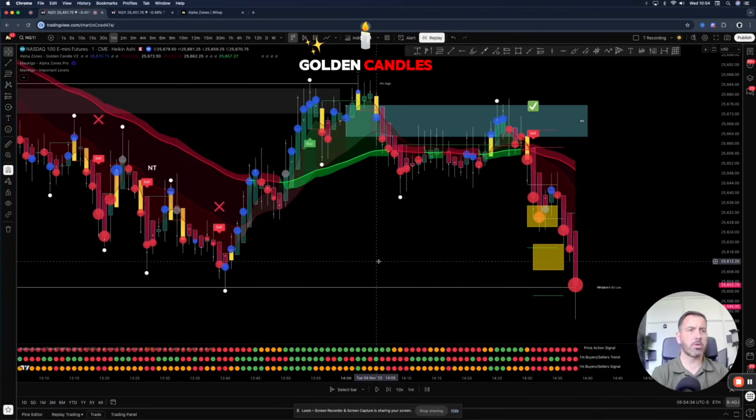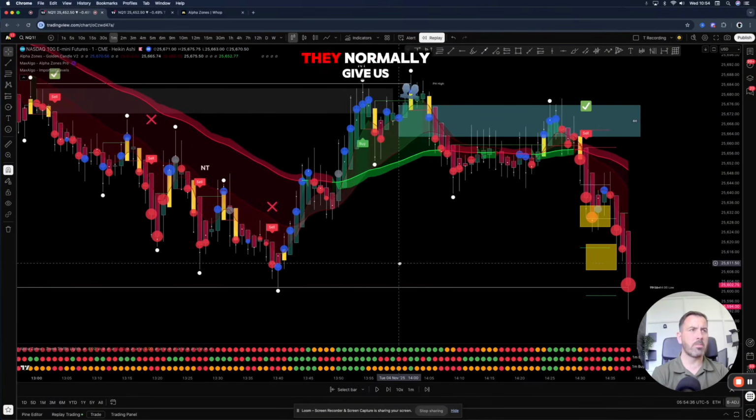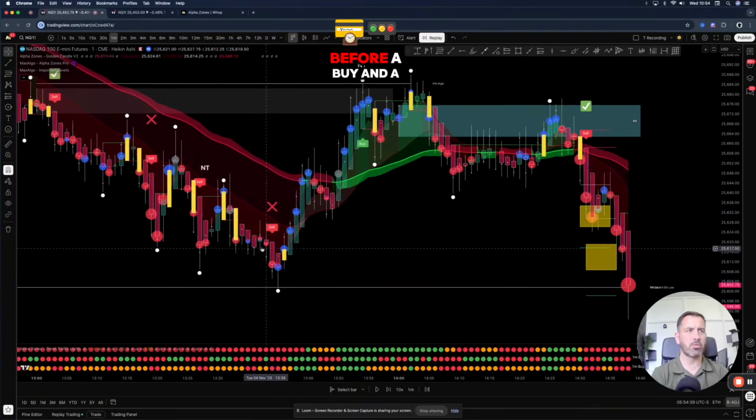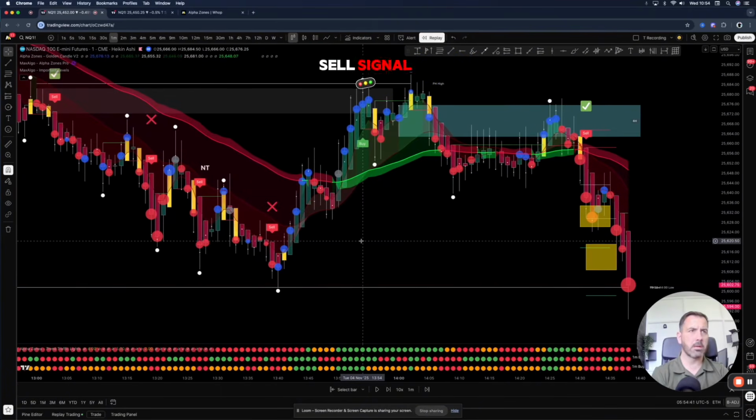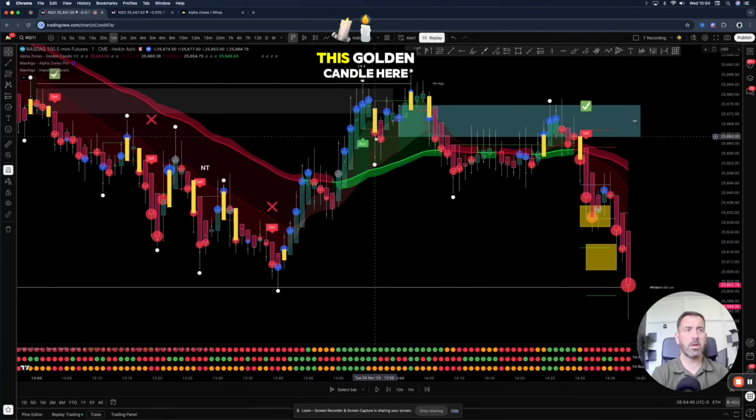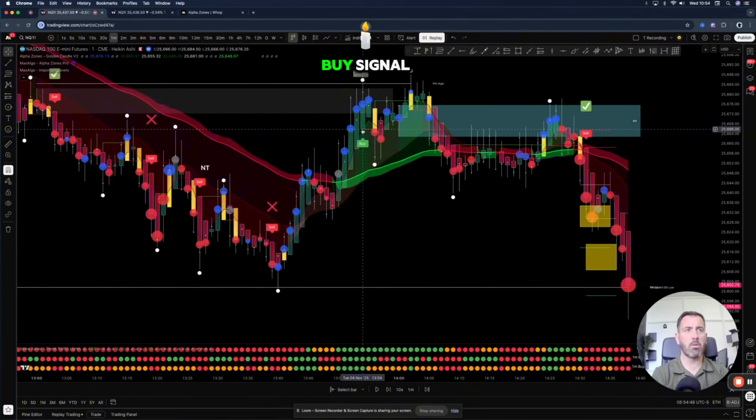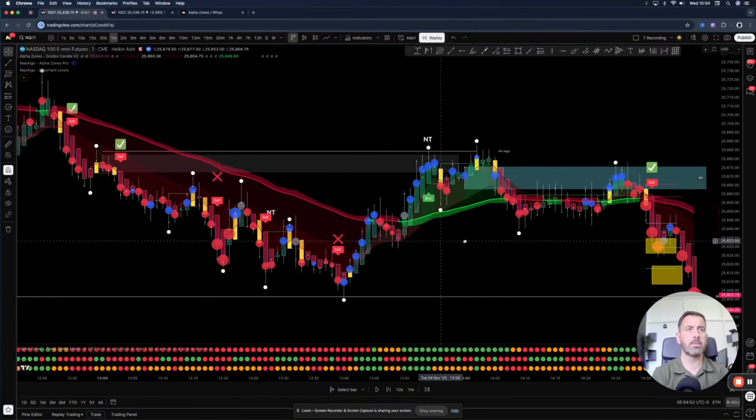We've got golden candles, but it's not aligning. They normally give us that lovely directional change right before a buy and a sell signal. We do have one here that does align. Everything aligns. However, this golden candle here takes the low of the buy signal before we get tagged in. So there's no trade.